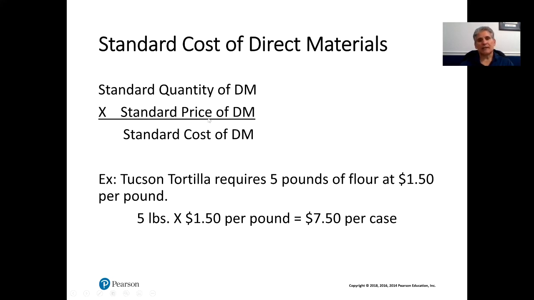Now, when we say the standard quantity, it's 5 pounds of flour for every case of tortillas that we produce. So with every case of tortillas, it takes 5 pounds. So what we're really looking for is what's this really costing us per case? So we're going to take 5 pounds of flour, multiply it by $1.50 per pound, and that's going to give us $7.50 for every case of tortillas we produce.